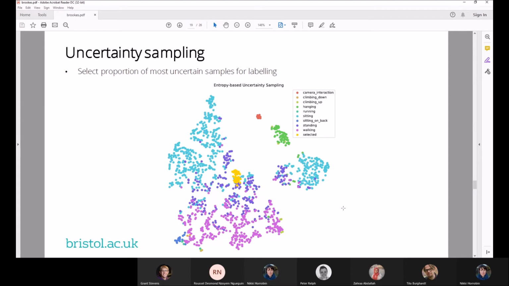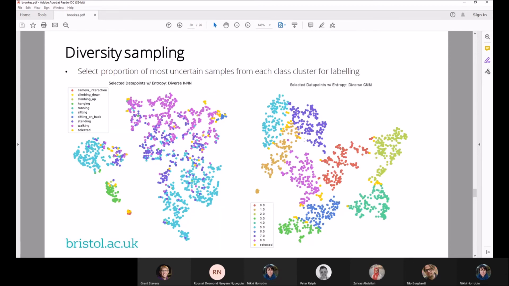And so this is a TSNE visualization of our active holdout set, projected in 2 dimensions, and the data points that we're selecting are in gold. So these are the most uncertain data points, and you can see that they're all quite densely clustered in the center of the map. We also try diversity sampling. This is where, instead of just taking the top proportion of uncertain samples, we sample on a per class basis. And you can see that we get a much more even distribution of selected samples, and there's a tendency for these to occur at cluster boundaries, which is what you'd expect.